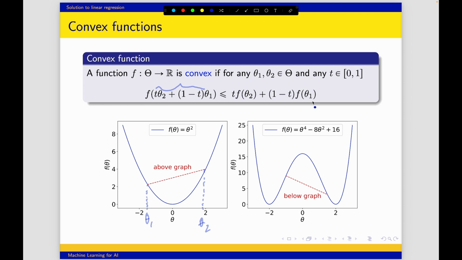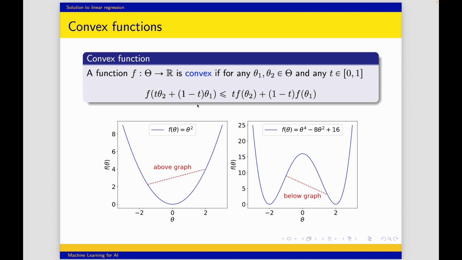And what will this do? Well, this will take us from here, f at theta 1, to here, which is f at theta 2. So this is a line segment in our input space, and this is a line segment in our output space as you go from t equals 0 here to t equals 1. We go from here to here, and we go from here to here in the output space.